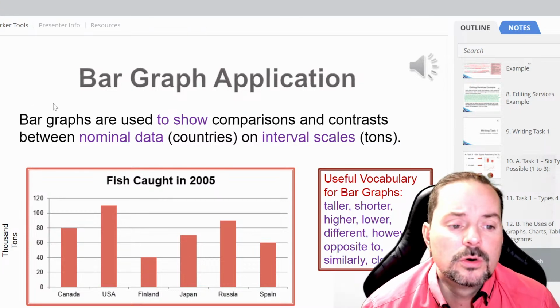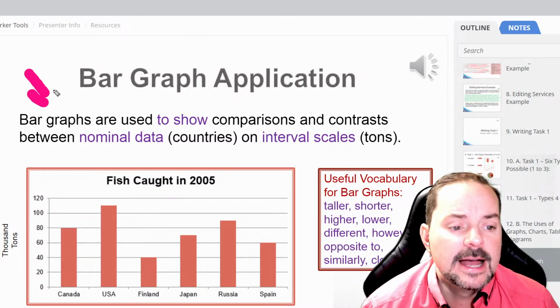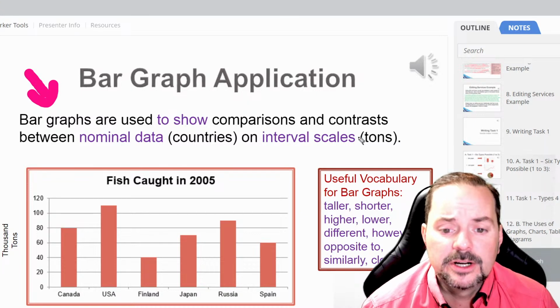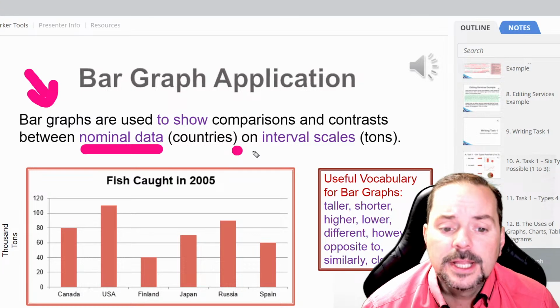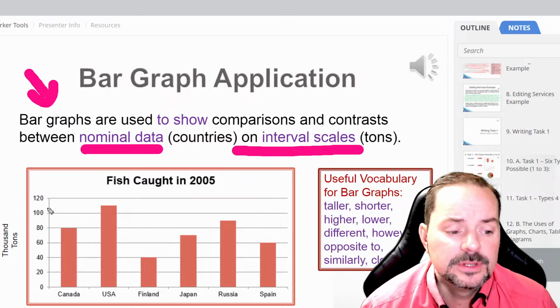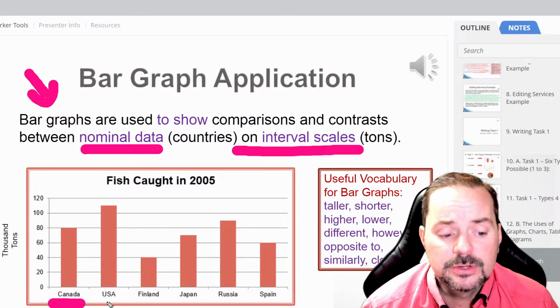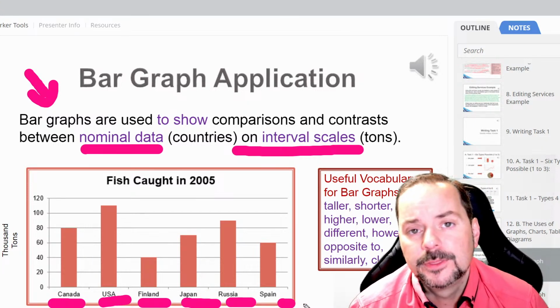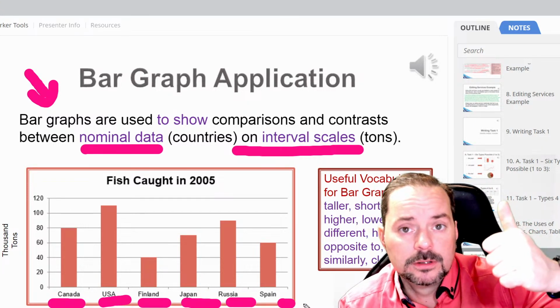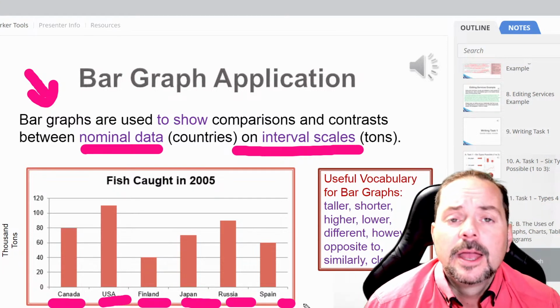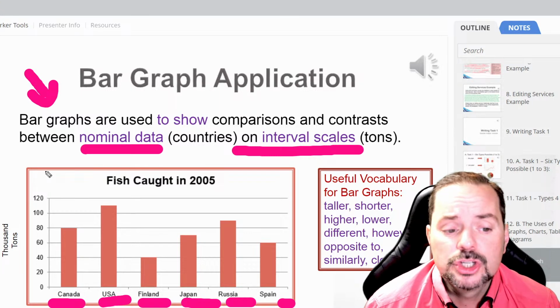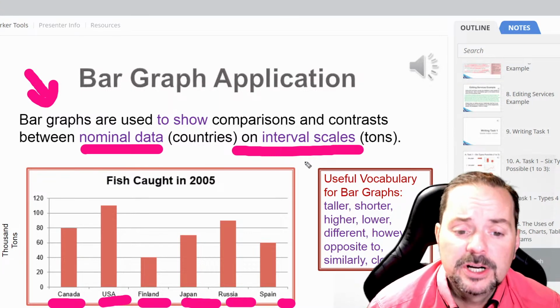So you can see here in the course that it tells you that bar graphs are used to show comparisons and contrasts between nominal data, so name data, on interval scales. So in the example that's here, it's a little bit small, the writing, but don't worry about it. Nominal data is usually name data. So here you have Canada, USA, Finland, Japan, Russia, Spain. There are 4 types of data: nominal, ordinal, interval, ratio. And bar graphs are used to show nominal data or comparisons on interval scales.